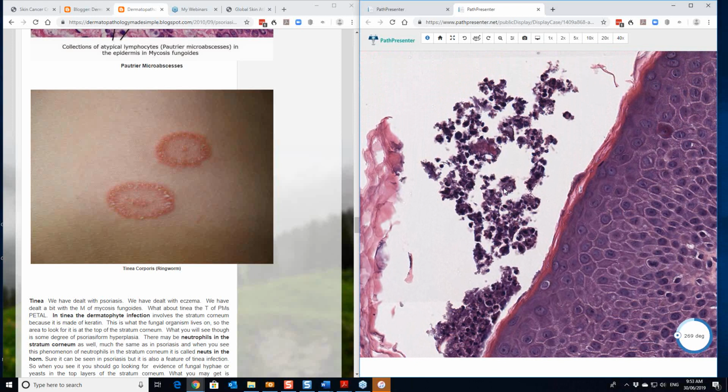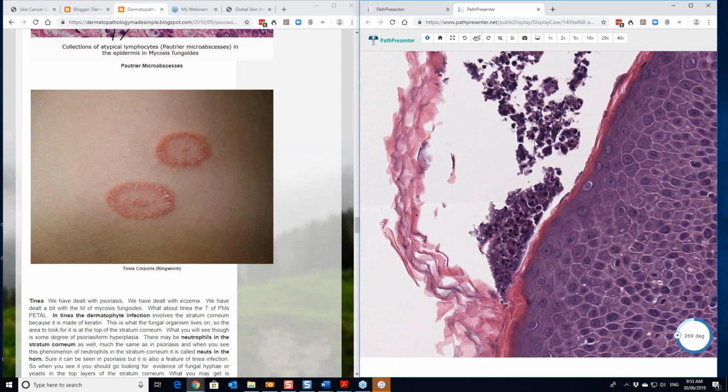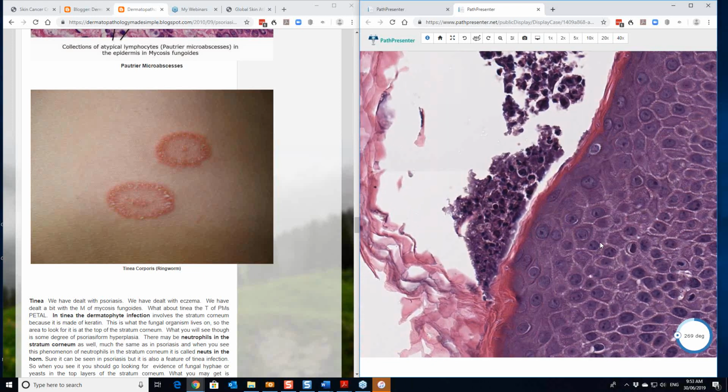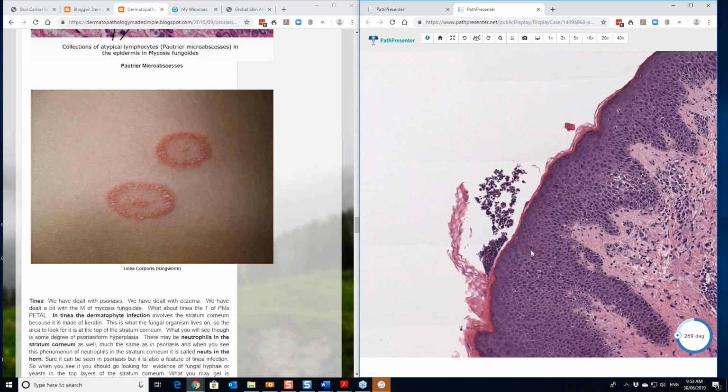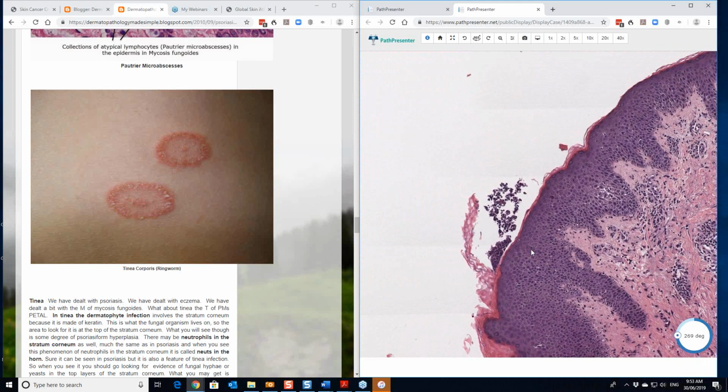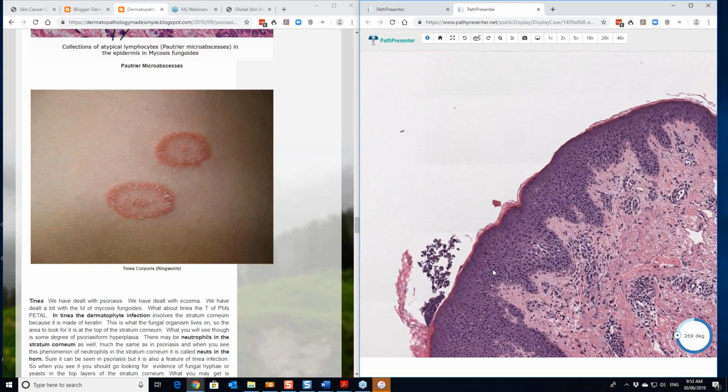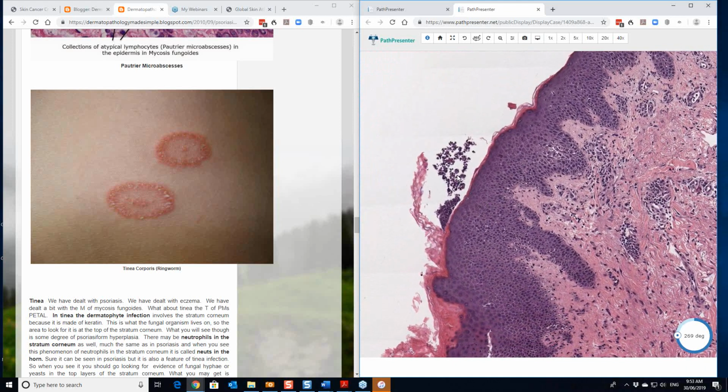You would need to do a PAS stain to see if there are fungal organisms here as well. But whenever you see neutrophils high up under the stratum corneum, tinea, dermatophyte infection, is always one of your differential diagnoses. You've also got to consider bullous impetigo, you've got to consider localized pustular psoriasis, and you've got to consider pemphigus foliaceus, because they can all give collections of neutrophils underneath the stratum corneum. So it's the neutrophils up here that really put this into the category of a dermatophytosis.